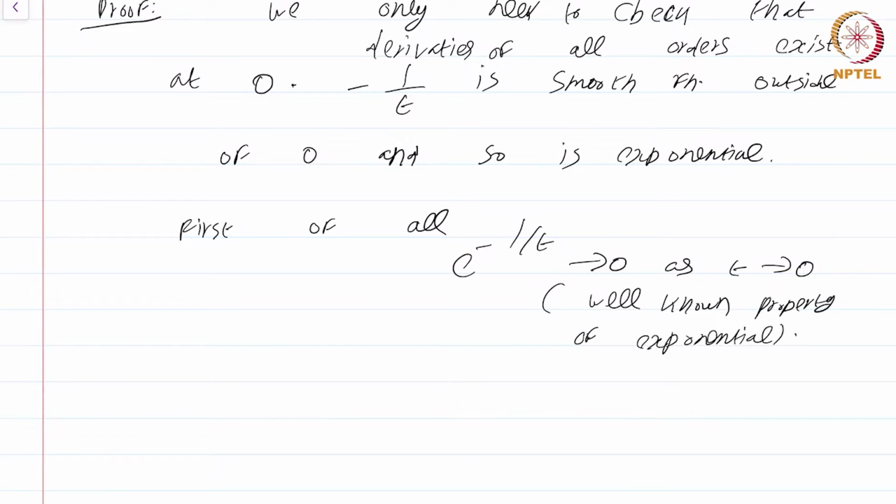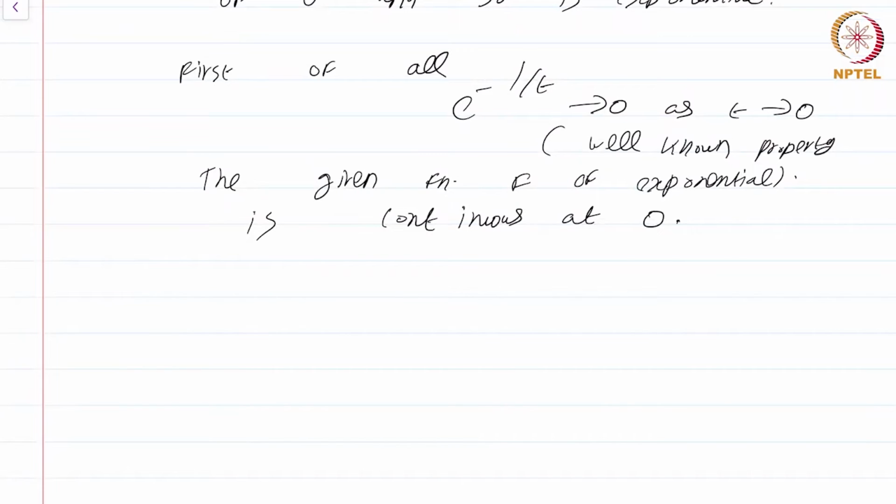Okay, this means the given function f is continuous at 0. At least we are off to a good start. Continuity follows easily. Okay, now we have to show that the function f is actually differentiable at the origin.